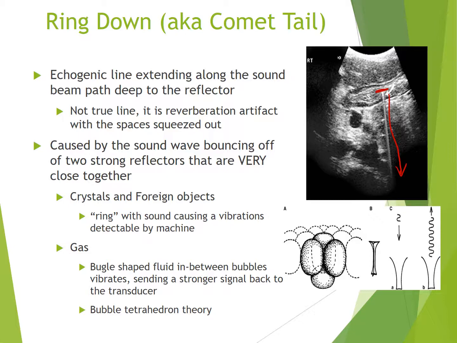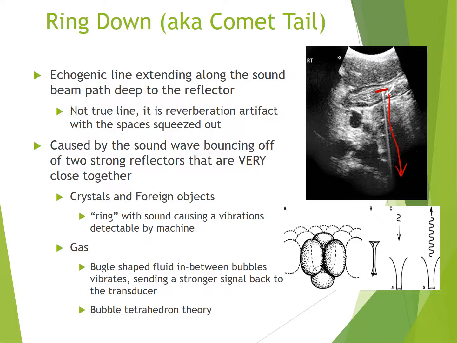What happens with this is it's caused by the sound wave bouncing off of two strong reflectors that are very, very close to one another. Oftentimes, this is going to happen between crystals and foreign objects. We get a different ringing of those crystals, which cause their own vibrations, and it's going to be detected by the machine, so it'll create that comet tail going behind.